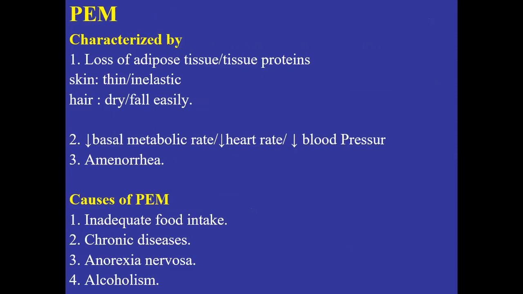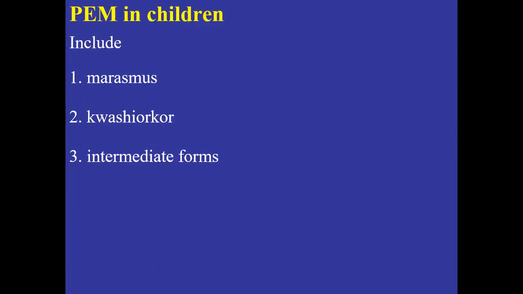Protein energy malnutrition characterized by loss of adipose tissue and tissue protein. The skin تكون thin, inelastic and the hair dry and fail easily. هذا يصير بالمجاعات بإفريقيا دائما يطلعوا هذول very thin، هذول protein energy malnutrition. There will be decreased basal metabolic rate، الهارت ريت يقل، blood pressure يقل، وبالفيميل يصيرون amenorrhea. الكوزز مالته هو inadequate food intake, chronic disease, anorexia nervosa and alcoholism.